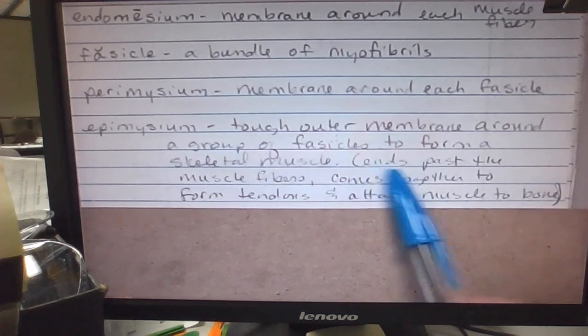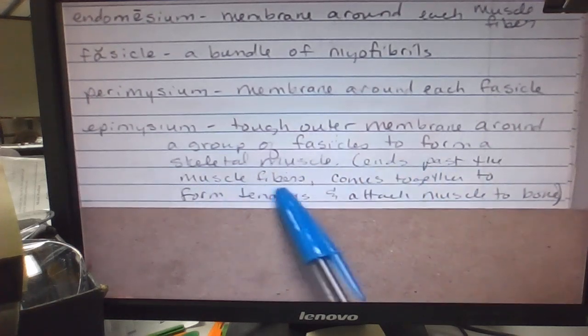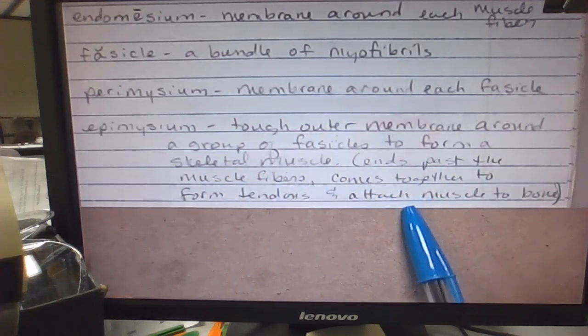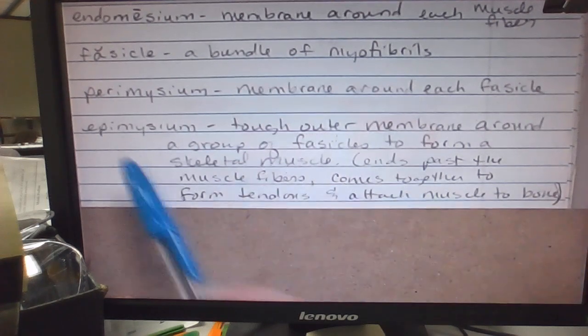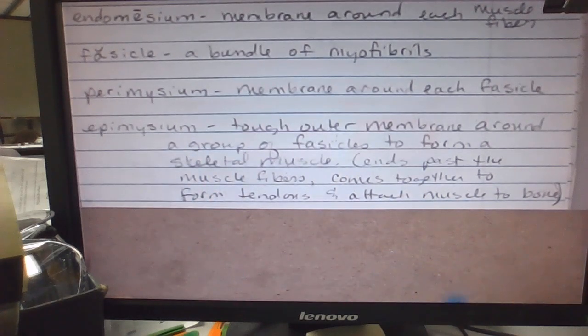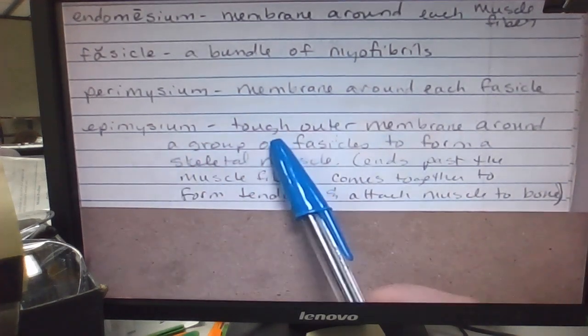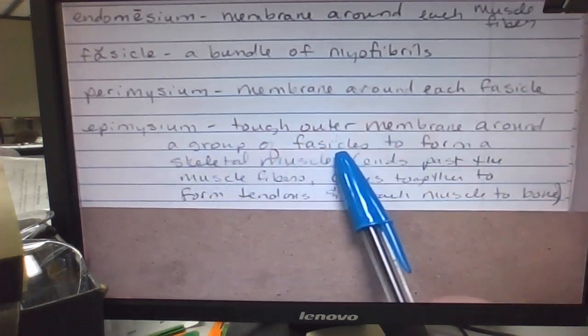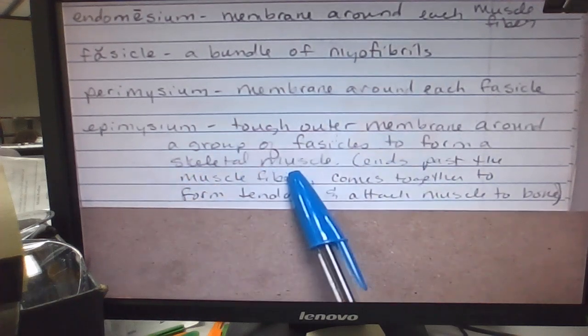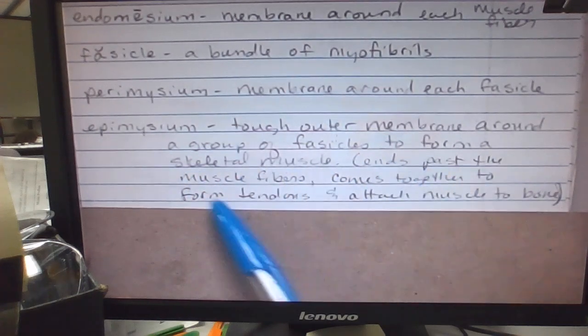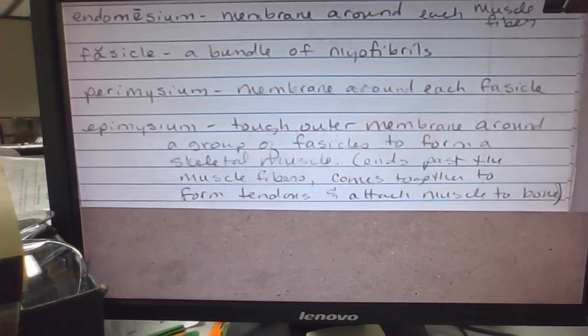So the fascicle is going to end past the muscle fibers and come together to form the tendons and attach the muscle to the bone. So the epimysium essentially covers the muscle, and then where the muscle ends, it becomes the tendon, and that attaches to the bone. It ends past the muscle fibers and comes together to form tendons and attach muscle to bone.